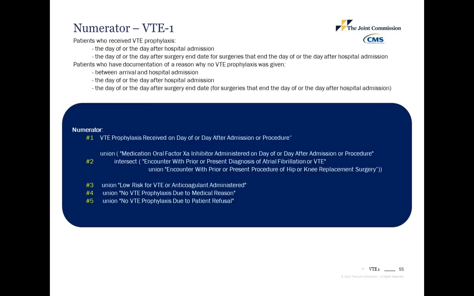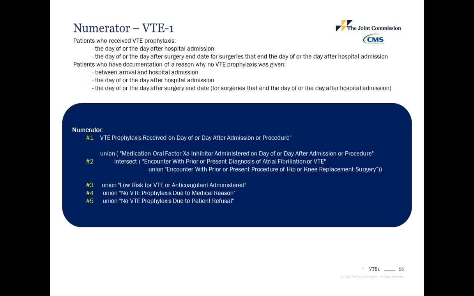Moving on to the numerator, which is looking for patients who receive VTE prophylaxis the day of or the day after hospital admission, the day of or the day after surgery end date. So for surgeries that end the day of or the day after hospital admission, patients who have documentation of a reason why no VTE prophylaxis was given between arrival and hospital admission, the day of or the day after hospital admission, the day of or the day after surgery end date. So again, for surgeries that end the day of or the day after hospital admission.